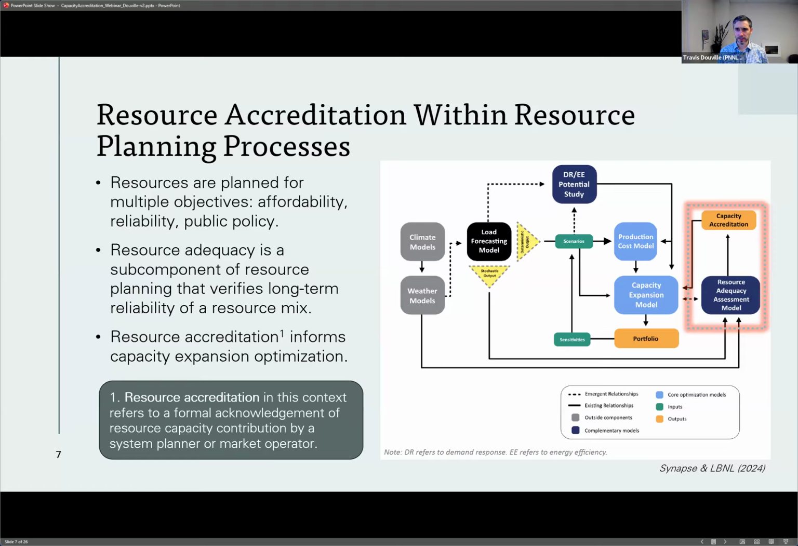This kind of coupling has been done in a semi-manual way in the past and is becoming more automated currently. But regardless, accreditation plays a crucial role, I hope you can see that from this slide, in the shaping of electricity systems which meet overall affordability, reliability, and public policy objectives.